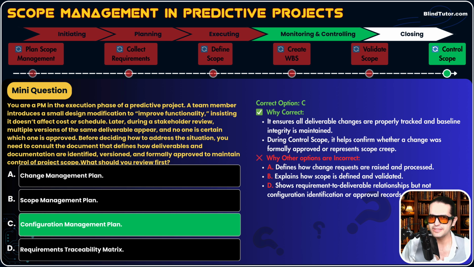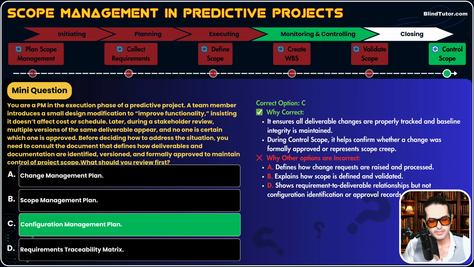Configuration management plan. So the configuration management plan is part of the project management plan and defines how deliverables and documents are identified, versioned, and approved. It's a good point, guys. Configuration management plan is part of project management plan. Project management plan includes all of those how-to guides for different pieces of the project, 9+1 pieces of the project.